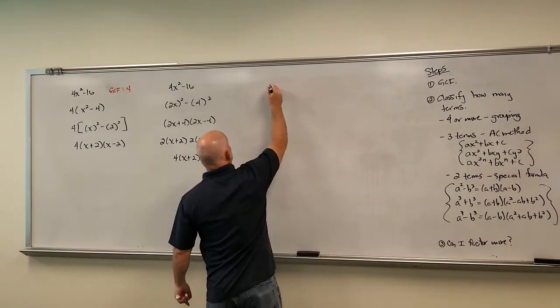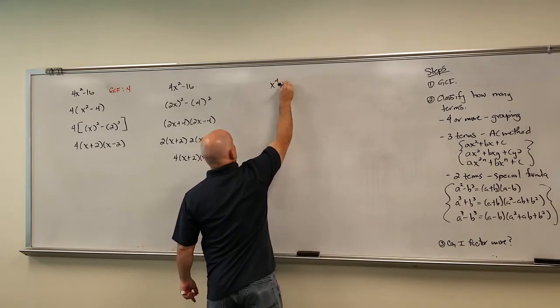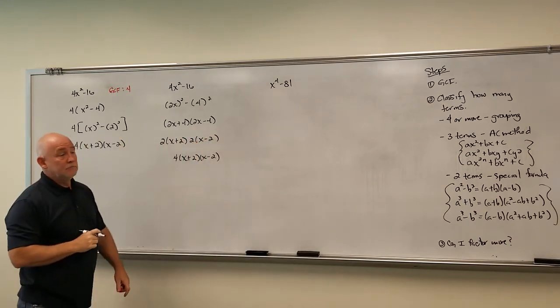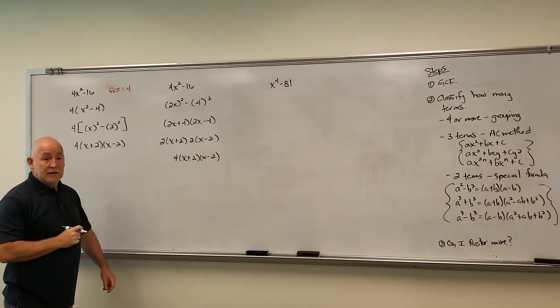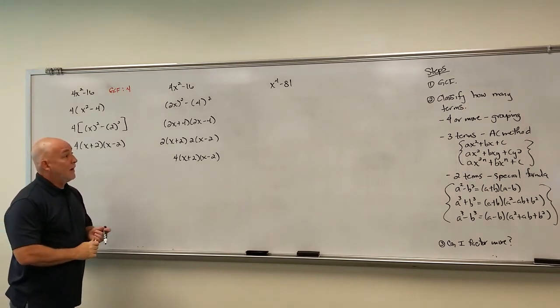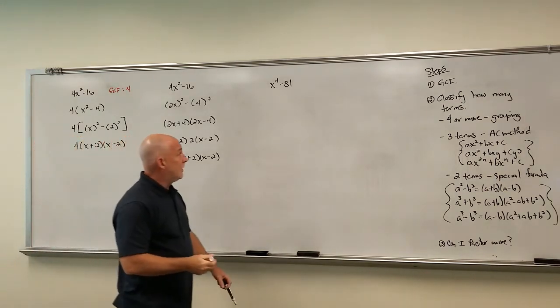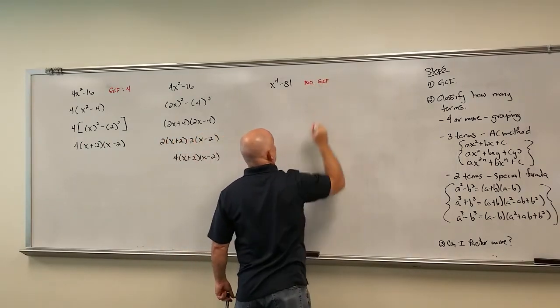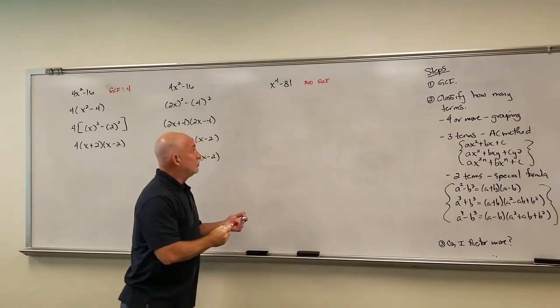What if I said x to the 4th minus 81? Again, do me a favor, hit pause for a second, and see if you can factor this. All right, if you're back, first step in factoring is greatest common factor. Good news for us, no greatest common factor. I have two terms.